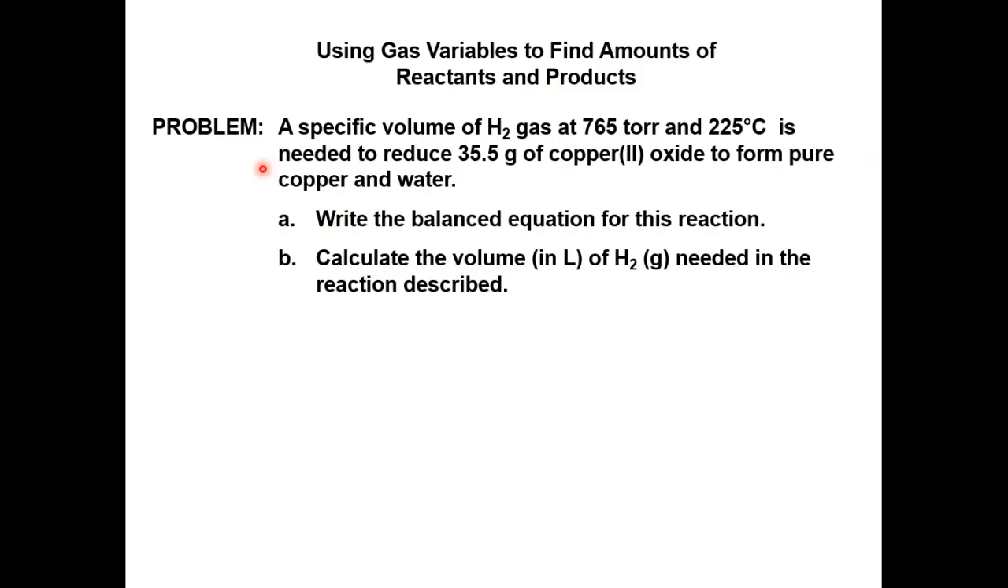When you look at this problem, the main thing to do first is write an equation for the reaction that's described. A volume of hydrogen gas is needed to reduce 35.5 grams of copper 2 oxide to form pure copper and water. So we've got to first be able to write the equation for that.